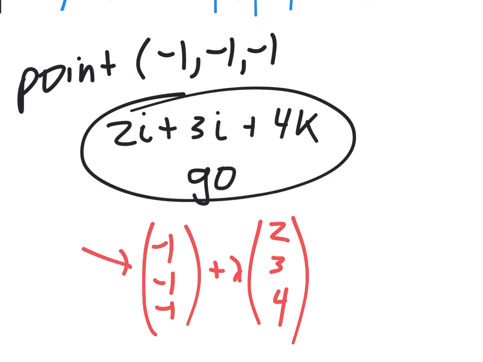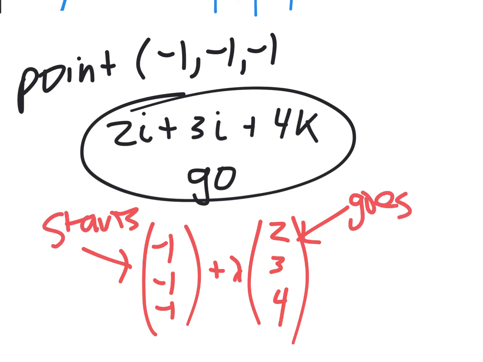This is where it starts, and this is where it goes. And this is how many times it goes. Think of it like time. At time 0, it's still here. Because if you put a 0 here, the 2, 3, and 4 get canceled out, and you're just going to stay at -1, -1, -1.